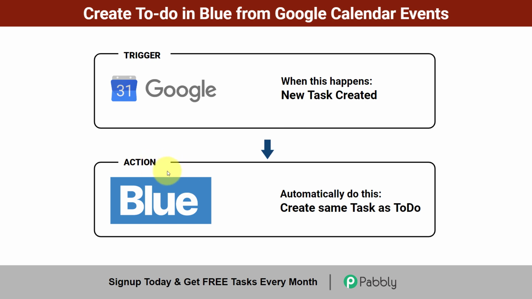So what will happen whenever you create a new task in Google Calendar, the same task will be created in your project management software as to-do automatically. Want to learn how you can also do that? Come with me and I will show you everything step by step.